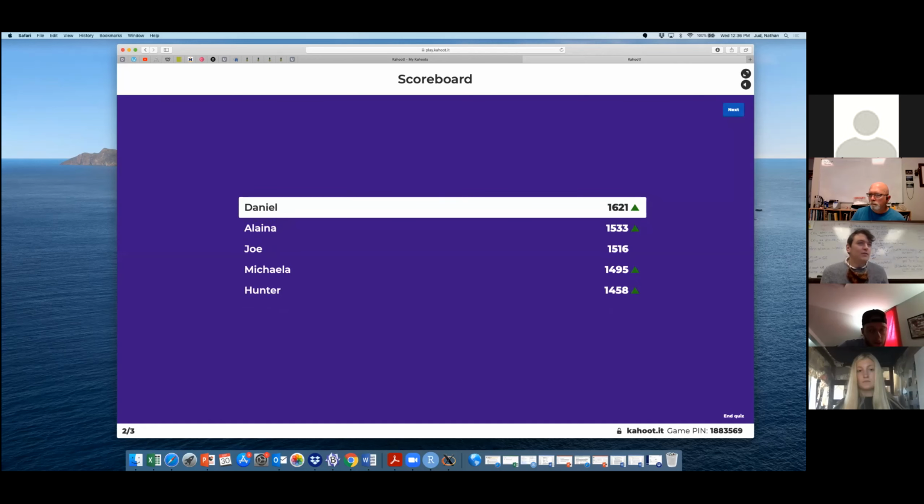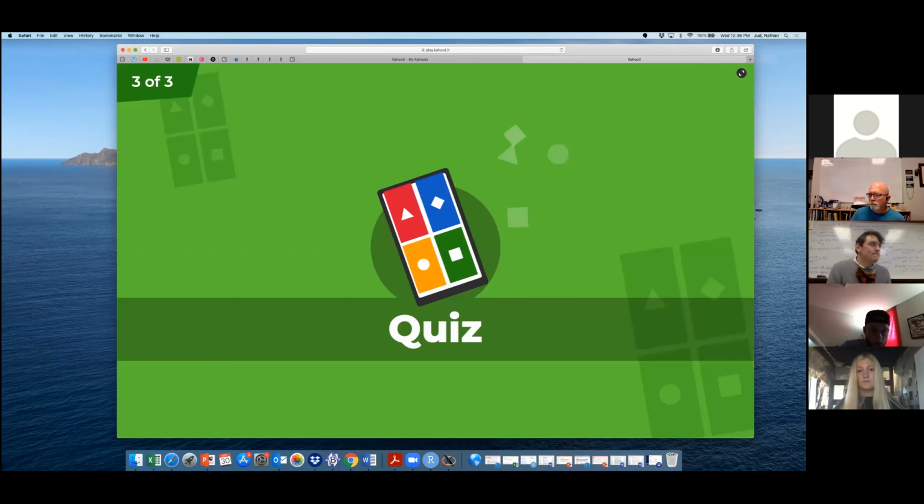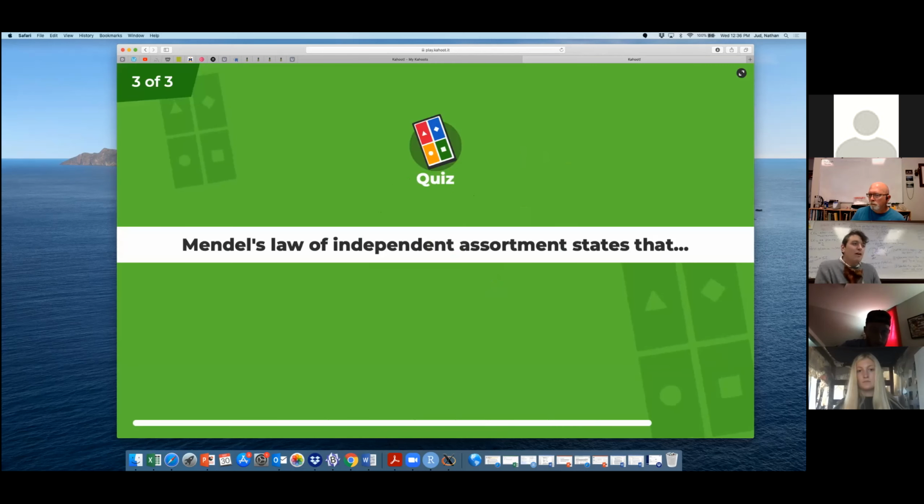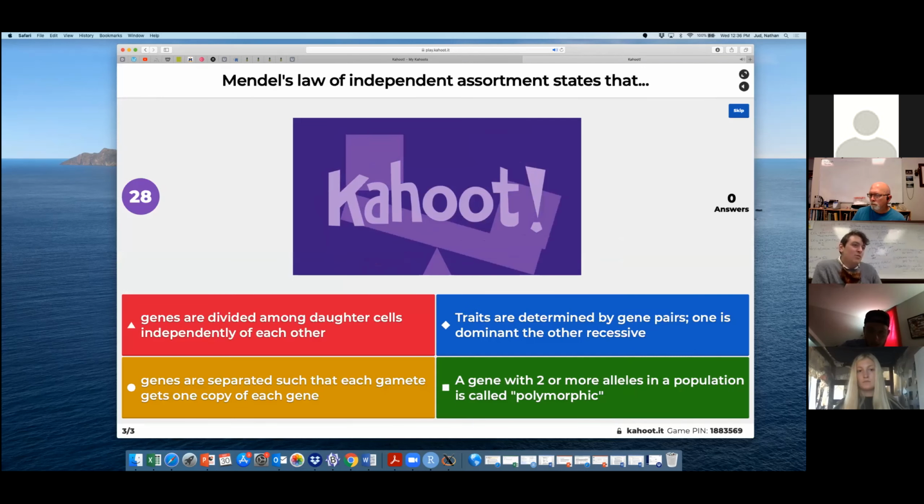All right, new scoreboard. And last one, Mendel's law of independent assortment. I gave a little more time on this one.